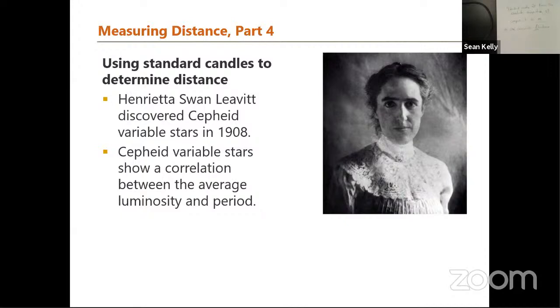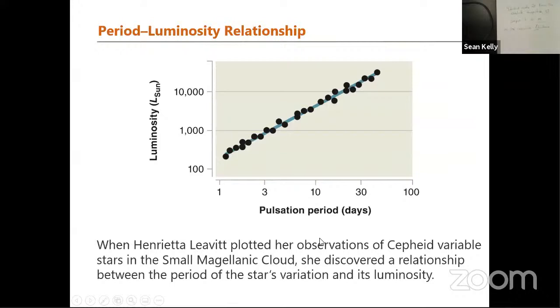That's a little more than 100 years ago. And so she figured out that the Cepheid variables will pulsate with brightness with a very regular period. And she showed that the more luminous stars had longer periods. Okay, you want to write that down. But I'm going to show you a picture right now. This is the relationship she figured out.